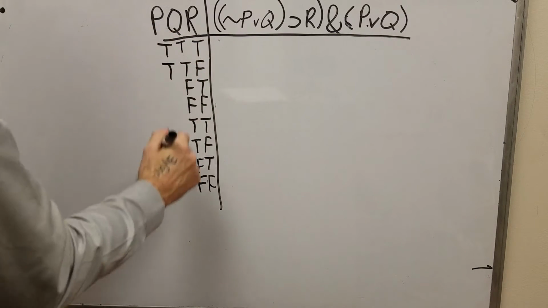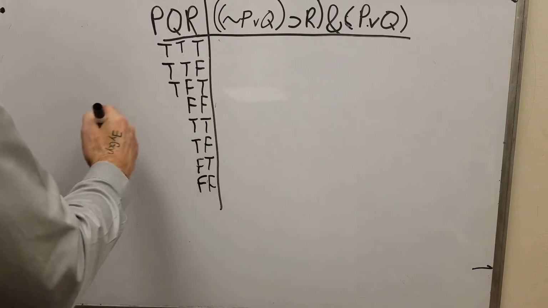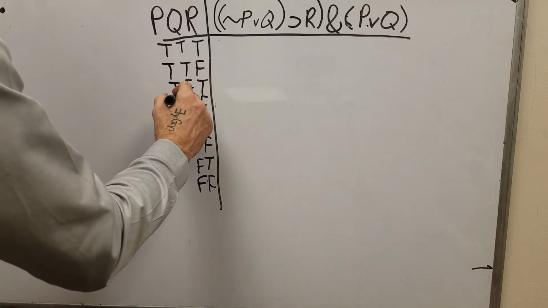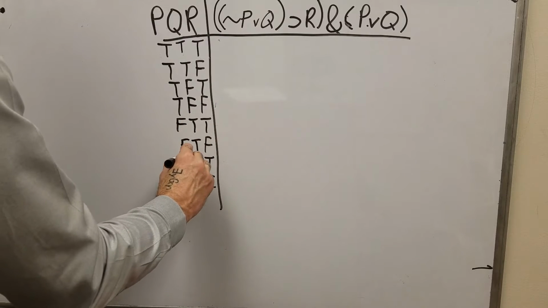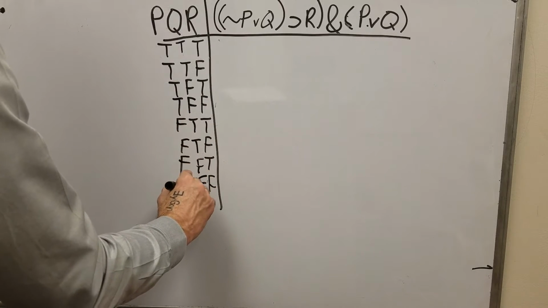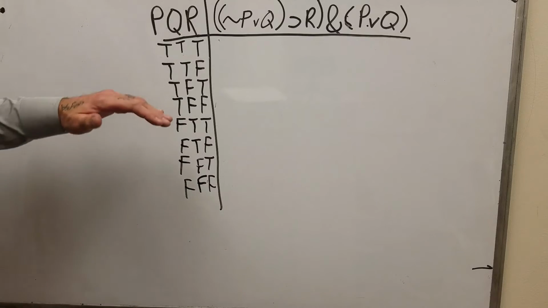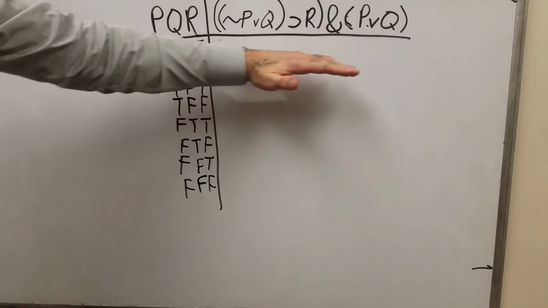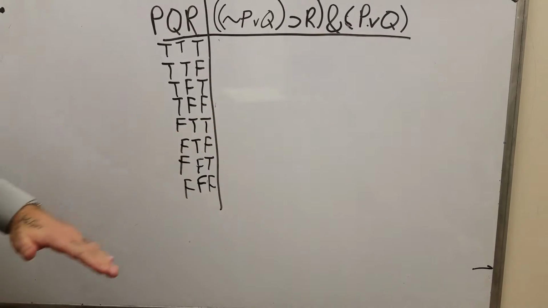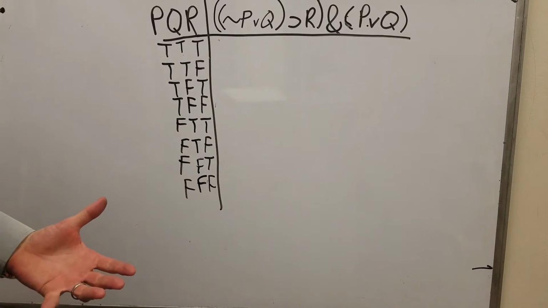Whatever the most left-hand column is, it should just split it in half, half T's and half F's. Okay, so this is probably the hardest part of this, is keeping everything nice and horizontal and making sure that you stay on the same row. That's why it's nice to do this on lined paper.